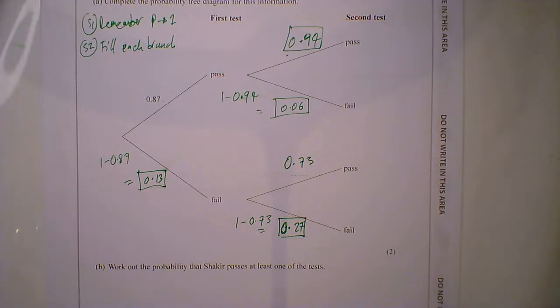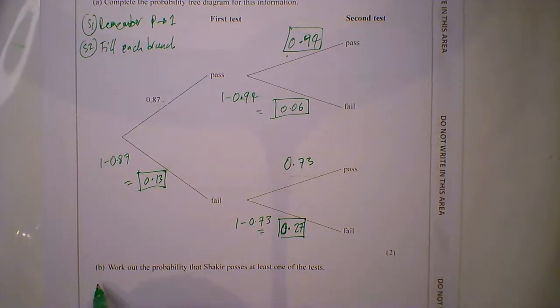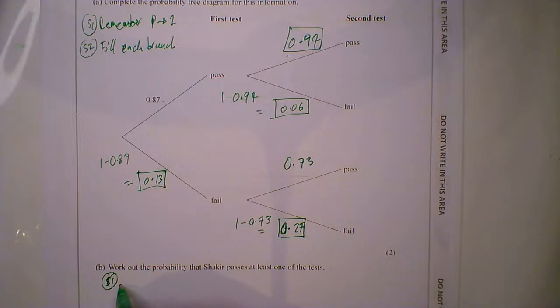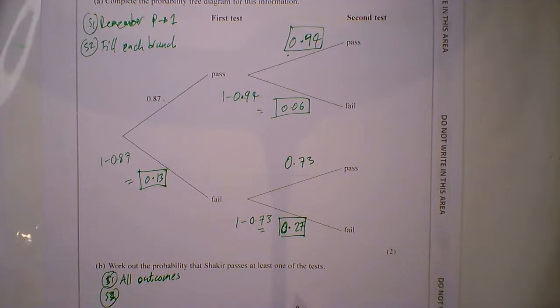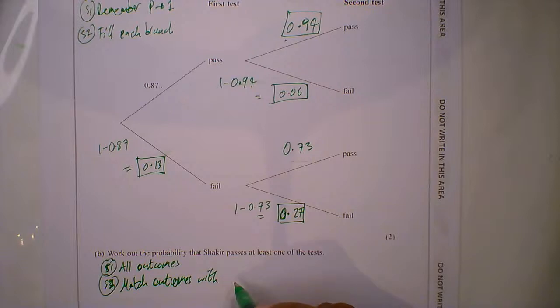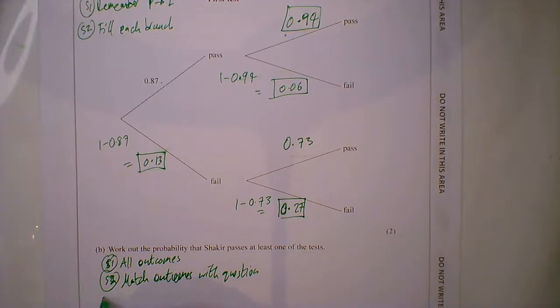So question 10, part B, it says, work out the probability that Shakir passes at least one of the tests. So before we go into anything, step one is, this is an extra step, but it makes our work a lot easier later on, which is we work out all the outcomes. Step one is find all outcomes. And then step two is we match the outcomes with the question. And then step three is our calculation.